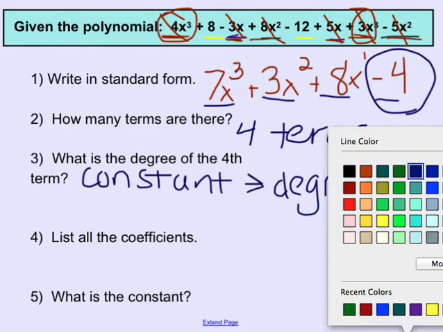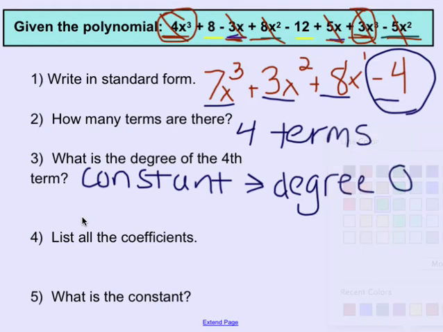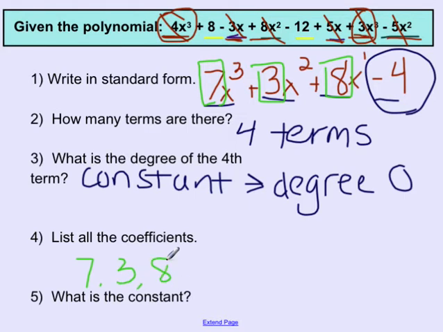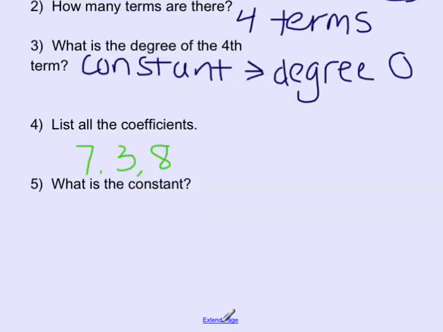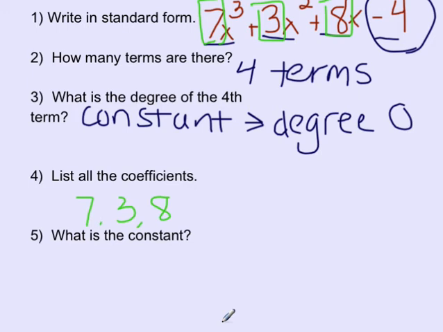So now we need to list all the coefficients. Now remember, coefficients are only the numeric factors of things with x's. So 7 is going to be a coefficient, 3 is going to be a coefficient, and 8 is going to be a coefficient. So 7, 3, and 8. Last but not least, what is the constant? The constant is the thing that's being added on at the end, the thing that's just a number. So the constant for this one is going to be negative 4.